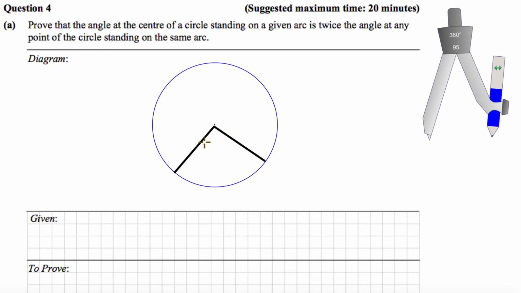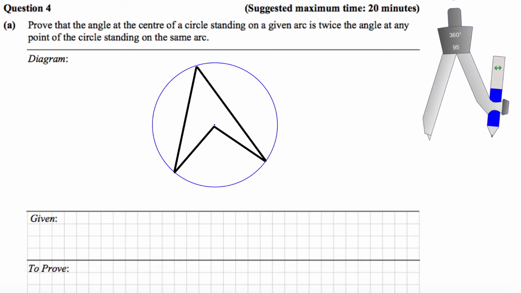So this angle they're talking about here on the given arc, this is the given arc, is twice the angle at any point on the circle standing on the same arc. So standing on the same arc, in other words, starting from here and going up to anywhere else on the circle, back down on the same arc, we're trying to prove that this angle here is twice this angle here.